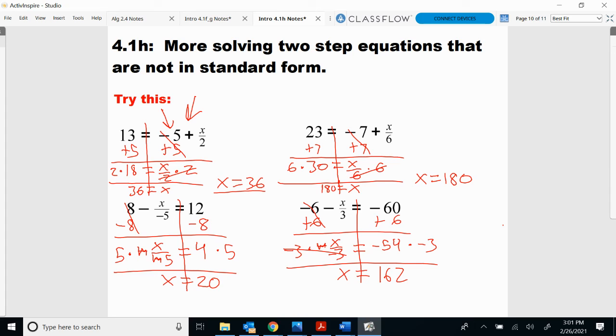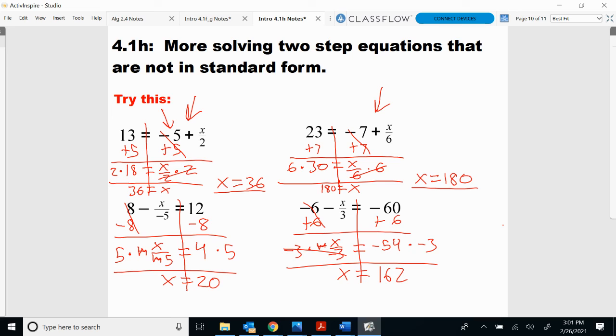Okay, let's take a look at our second one here. Starting on this side, we canceled out the negative 7. All right, so we went and we added 7 to this side. Then we multiplied by 6, and we have x is equal to 180.